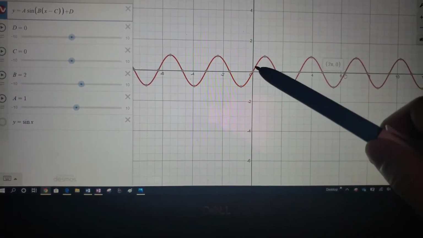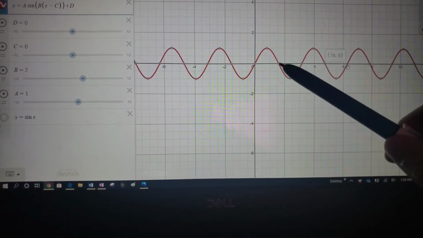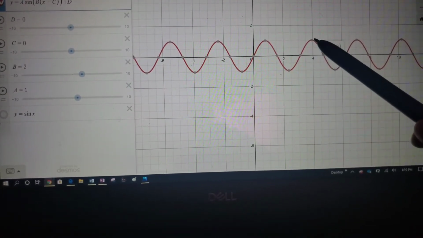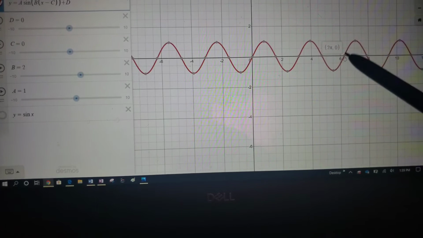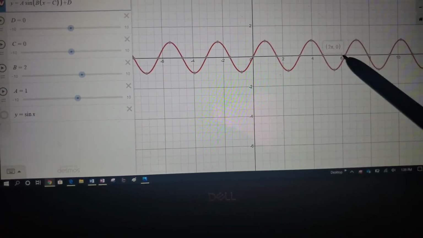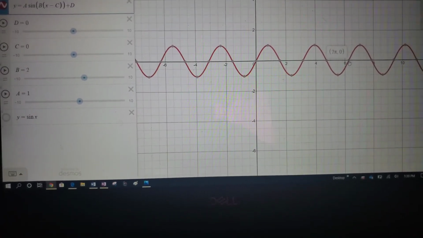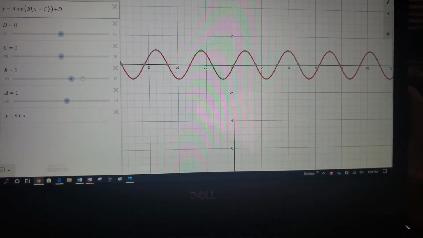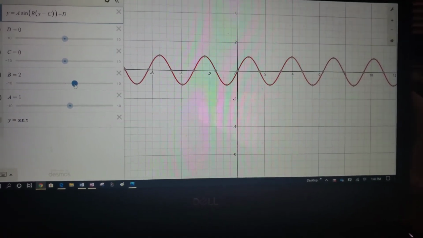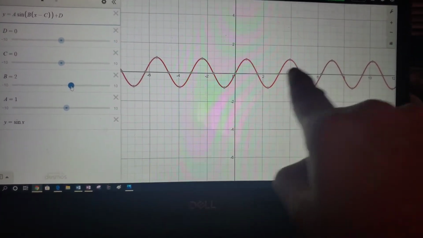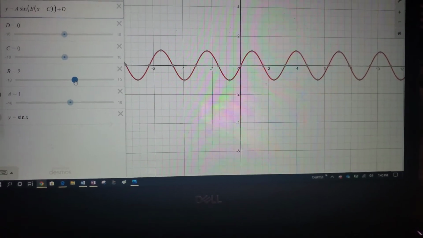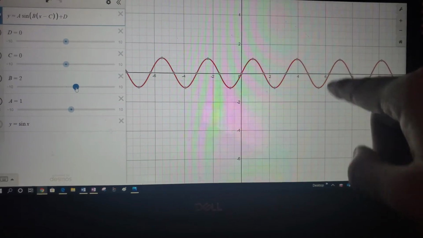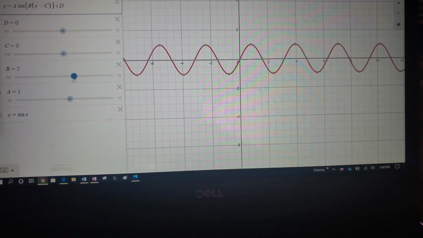Let's see. I start going up, and then down, and then back up. Here's the end of one cycle. I start going up, down, and back up. There's the end of another cycle. We had 2 cycles in the same 2 pi interval. As we start making B bigger, we're going to have more cycles inside of this 2 pi. So let's make it bigger so you can see it's going to repeat many more cycles in this interval of 2 pi.